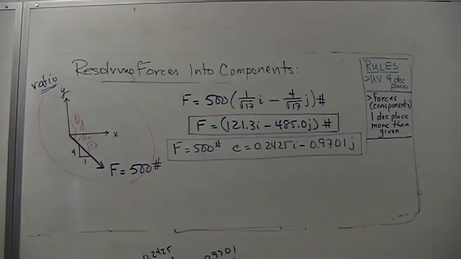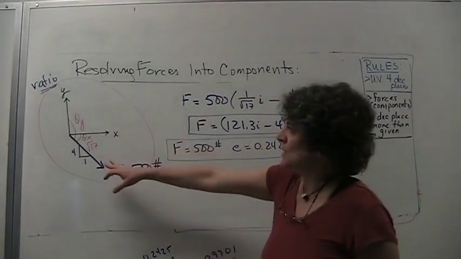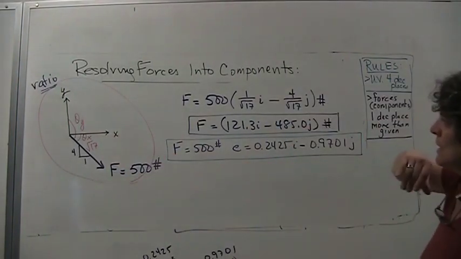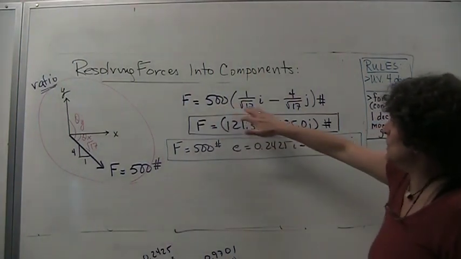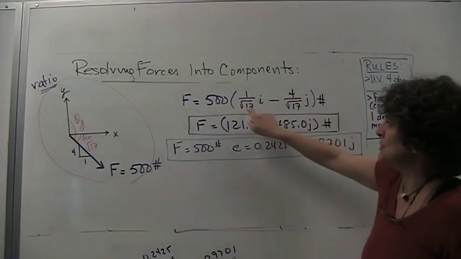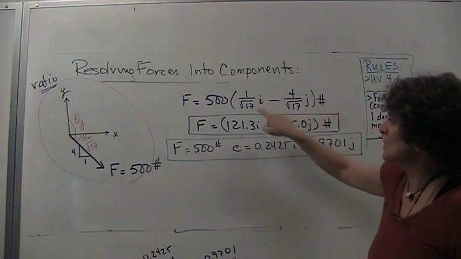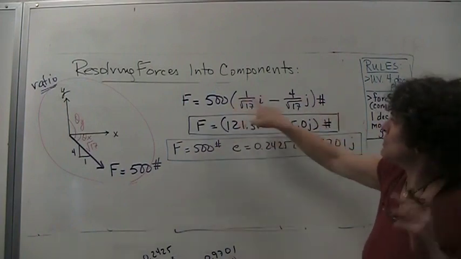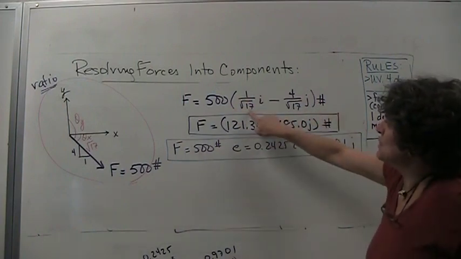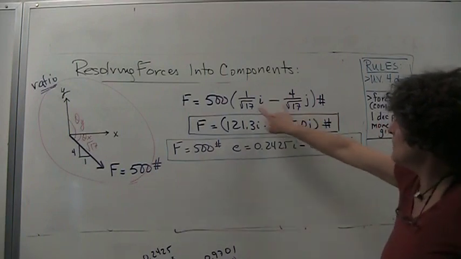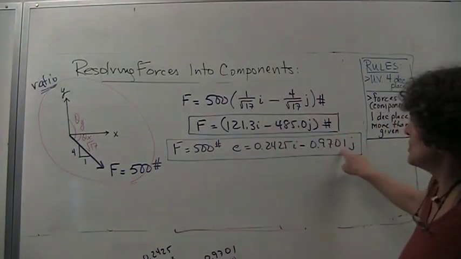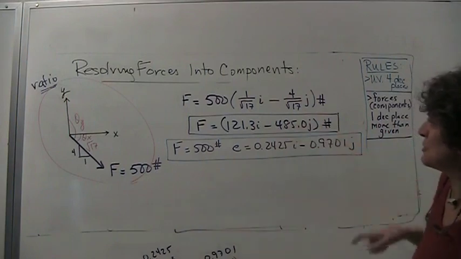Okay, so I cleaned the board a little bit and we have our picture still up there of the 500 newtons going in the fourth quadrant. And I wrote down what we had before, which was the 500 pounds. And then we used the ratios in the x and the y. And from that we found out what the unit vector is. And from that we found out our force in vector form.